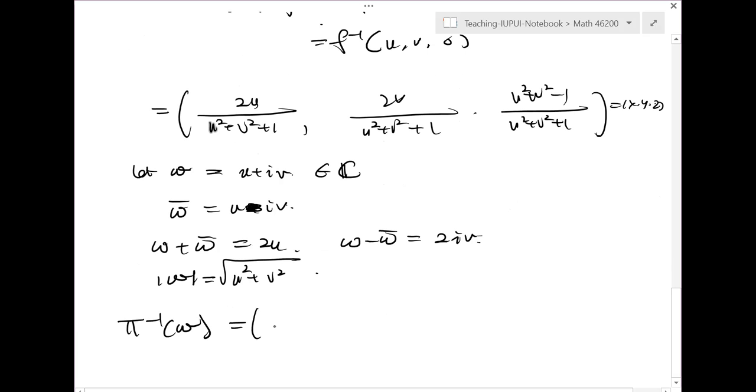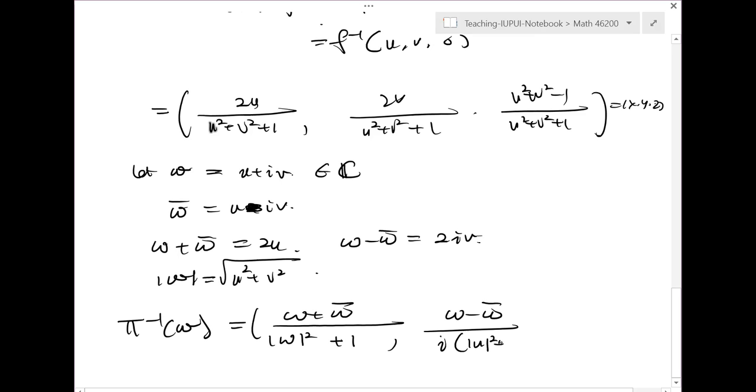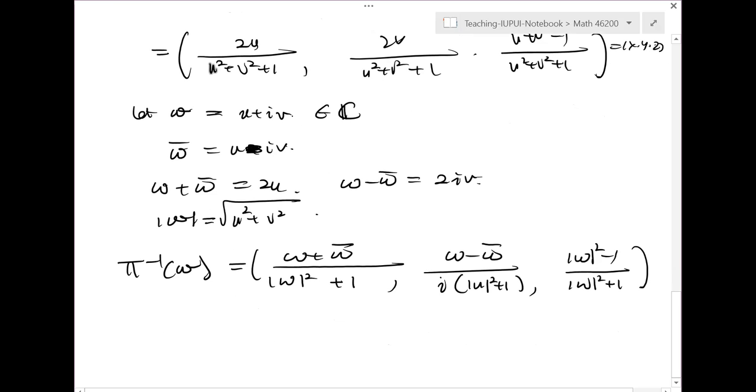write down the formula in a slightly different way. That's W plus W bar over the norm squared plus one. And here, W minus W bar, I get I here, so I divide by I. And the third one is norm squared minus one over norm squared plus one. All right, so that is a map from C to S2. That helps you to do some other computation with the complex variables. Okay, so this is a nice one. All right, we find the map.